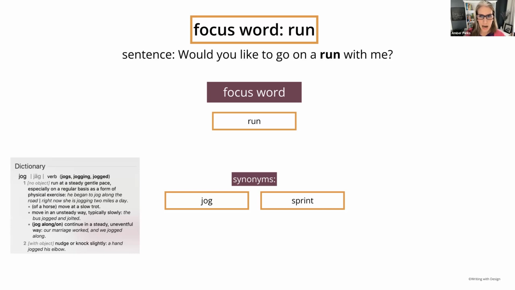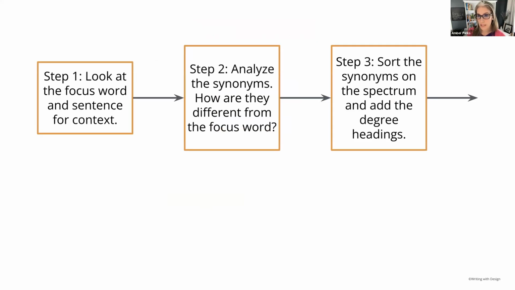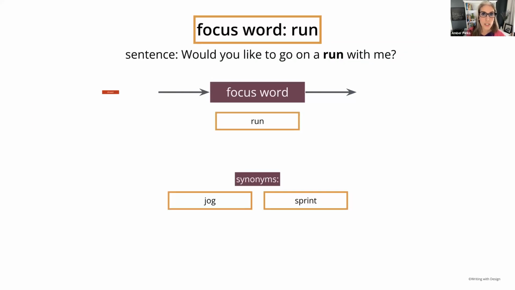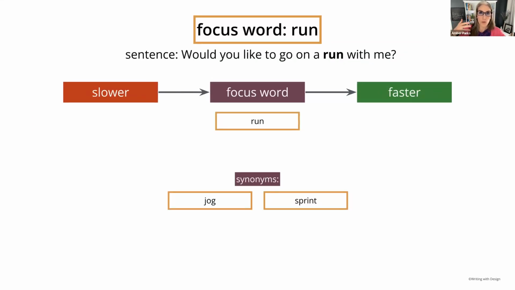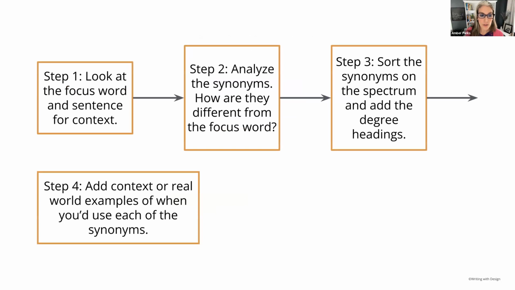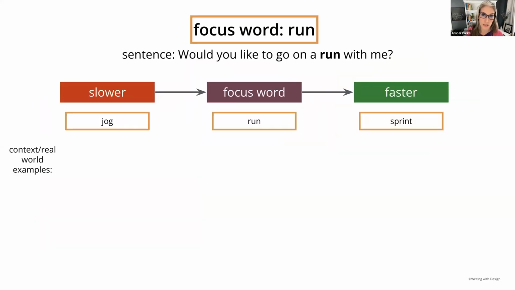So in this case, how are they connected? What is the spectrum that they're on? And that's what we're going to decide here with step 3. Sort the synonyms on the spectrum and add the degrees. So what we mean by that is what changes. So we're slower and we get faster, right? With these particular synonyms. And then with step 4, we sort them and we're going to add context, real world examples. So in this case, we've got jog as the slower synonym, right? A jog is slower than a run and a sprint would be faster than a run.